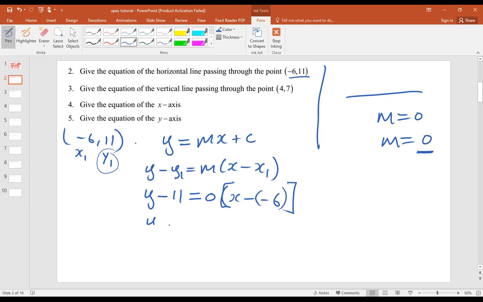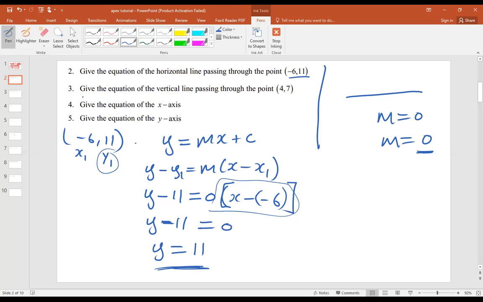So we have y is equal to, so we say y minus 11 is equal to 0 times everything in the brackets on this side. We're going to get a 0. So just take this -11 to the other side. So this will be y is equal to 11. So this is the line you're looking for.